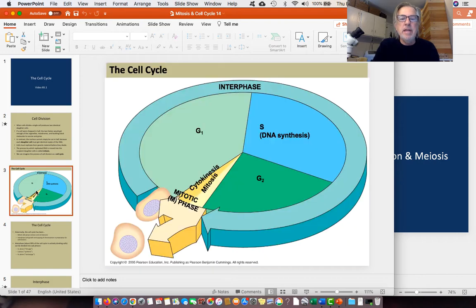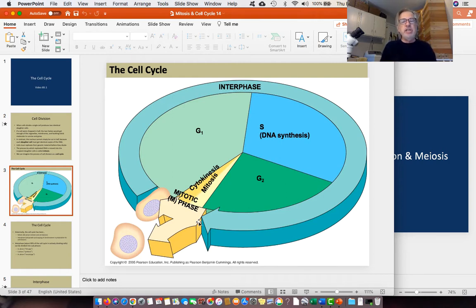Reproducing cells are engaged in a cycle of activity in which the culmination is the reproduction of two cells from one. And we call this cycle, not surprisingly, the cell cycle. And we can think of the cell cycle as composed of two aspects. An interphase, where not much can be seen to be happening, and then a mitotic phase in which the DNA is separated and the two new daughter cells form.